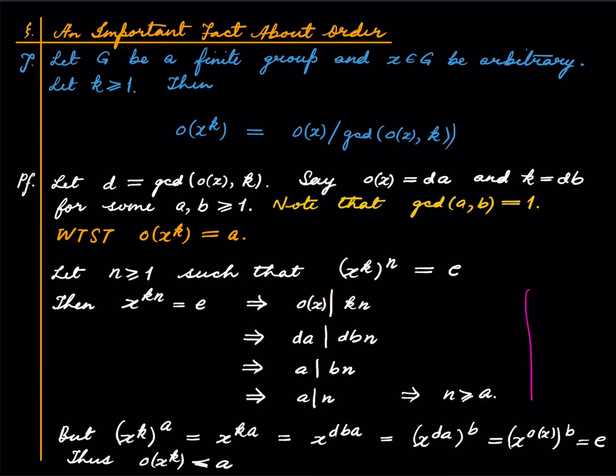But this deduction here says that the order is at least A. So let me highlight that. This whole thing showed that the order of x to the k is at least A. Because if n is some positive integer for which this happens, then we showed that n is at least A, and therefore the order of x to the k is at least A. So if we combine these two deductions, we will find that the order of x to the k is A. And that's it. That's what we wanted to show. So it's not a difficult proof, but this result is important.